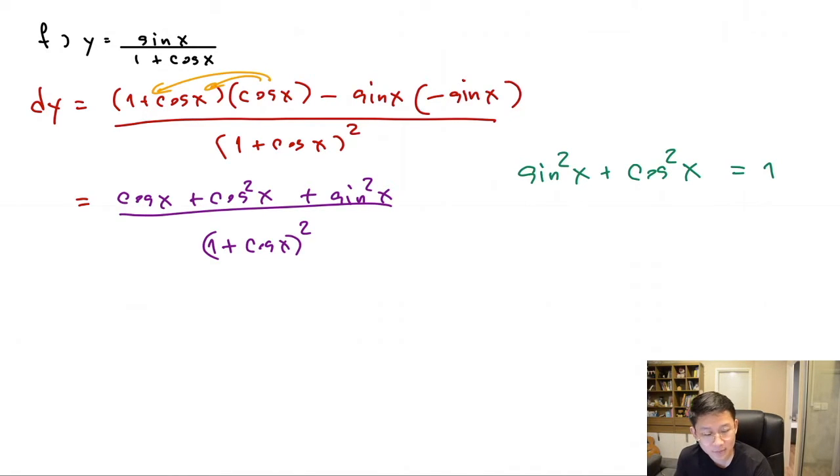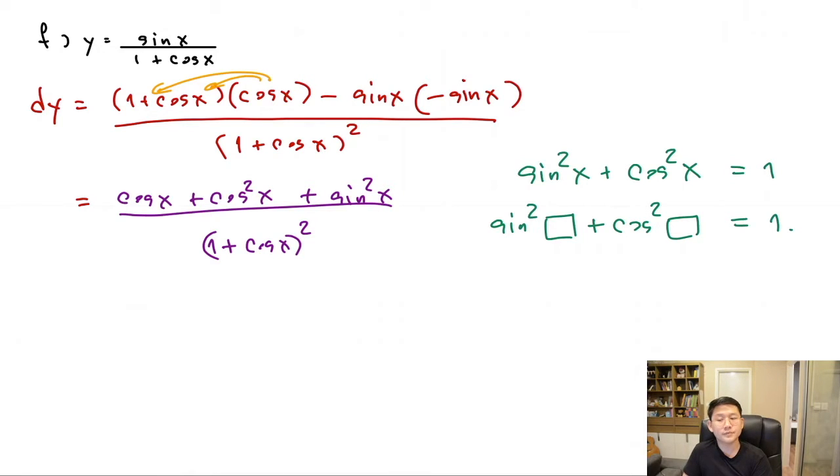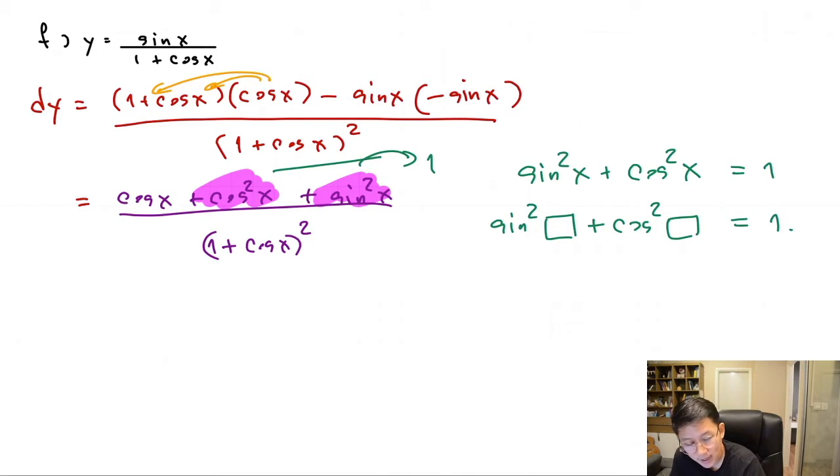It's not just x, okay? Sine squared of anything, sine squared of 2x, sine squared of x cubed, plus cos squared of that thing is always 1. So here sine squared plus cos squared is just 1. So we have that the answer is cos x divided by 1 plus cos x squared.